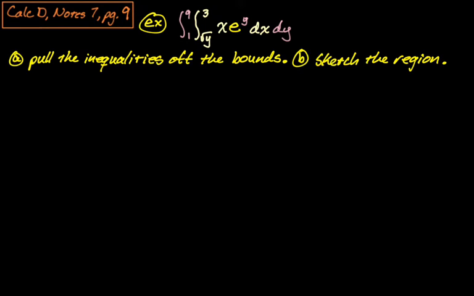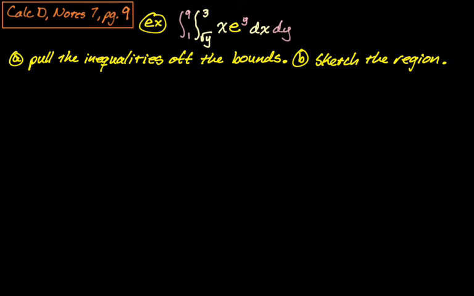All right, we are going to look at another one. We are going from 1 to 9, from root y to 3, x e to the y dx dy. So what we want to do, this actually, you can do this one the way that it's given, I'm pretty sure, but it's, again, not the right choice because it's going to involve integration by parts, and we don't want to do that again.